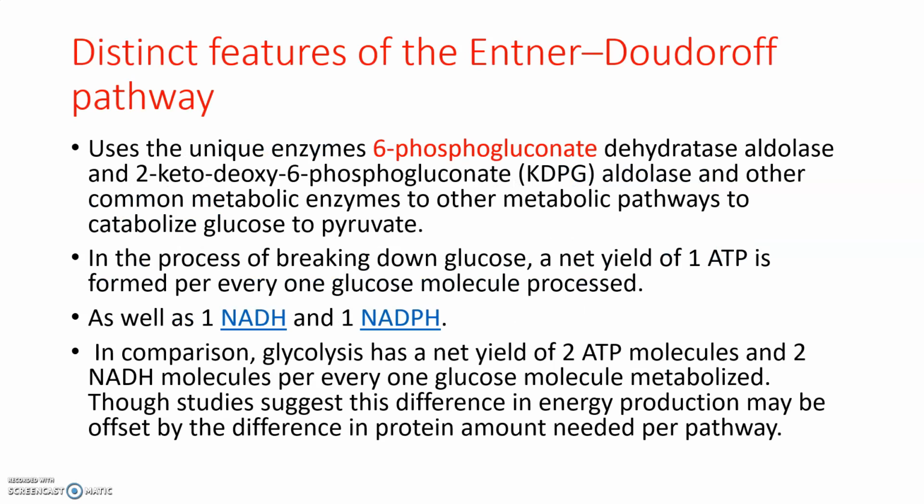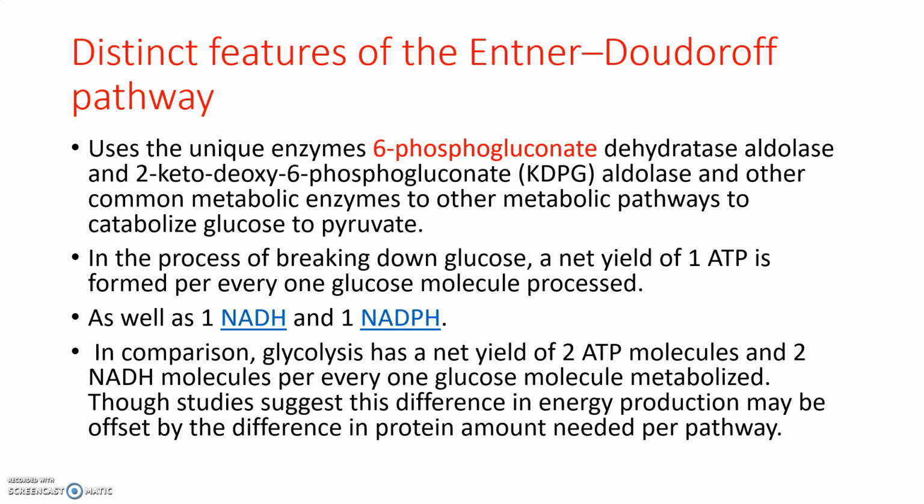Now, what are the distinct features of the Entner-Doudoroff pathway? It uses unique enzymes, that is 6-phosphogluconate dehydratase and 2-keto-3-deoxy-6-phosphogluconate aldolase, along with other metabolic enzymes common to other pathways. They are used to catabolize glucose to pyruvate. So the unique enzymes included are 6-phosphogluconate dehydratase and 2-keto-3-deoxy-6-phosphogluconate aldolase.